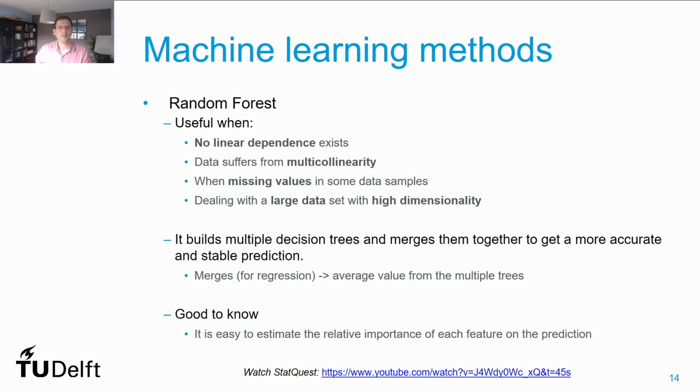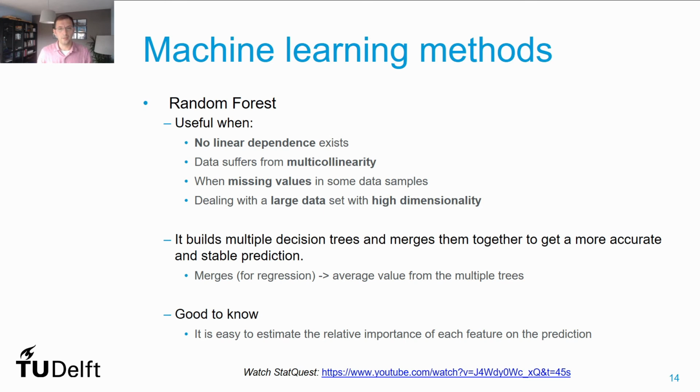The other machine learning method that I would like to mention to you today is the random forest. So they are useful when, again, the data suffers from multicollinearity, but also when there is no linear dependence between your factors and your dependent variable, which is demand in our case. They are also very convenient in the case that you have missing values. So in some data samples, you don't have complete information. Random forests can deal with that very easily. And they can also deal with a large data set, so with high dimensionality, with multiple factors playing around at the same time.